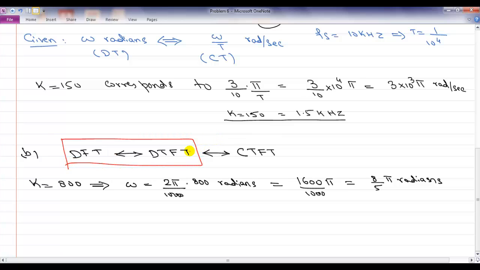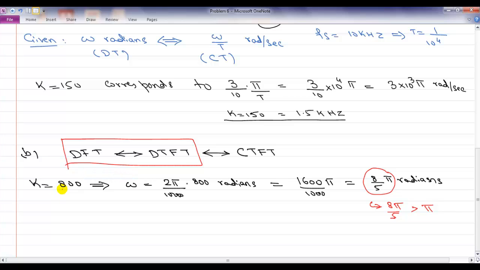But remember, the relationship between the DTFT and the CTFT requires us to work with a frequency which is between minus π and π. Now 8π over 5 is bigger than π, right? 8 by 5 is bigger than 1. So we cannot use this relationship alone to go to the continuous time frequencies. What do we need to do? We need to bring it back to the principal period of discrete frequencies. So discrete frequencies are 2π periodic.